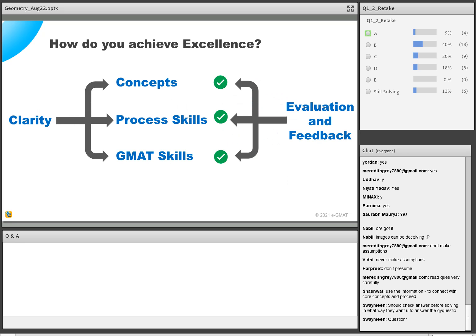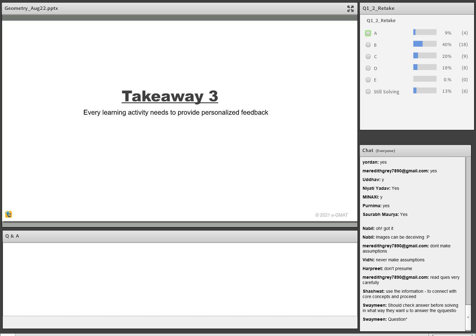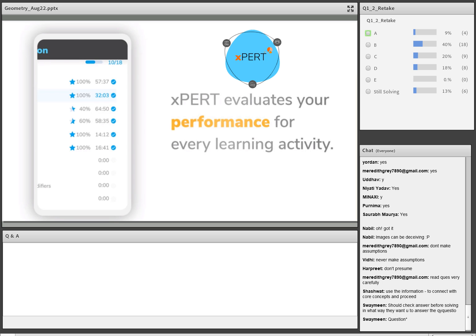And again, how do you know that you have fared well? You get evaluation and feedback at every point in time, through which you can self-assess whether you are getting to that area or whether you are still far away from your target score. So every learning activity needs to provide you that feedback, and once you have that feedback, you would have the confidence that yes, I am going in the right direction.